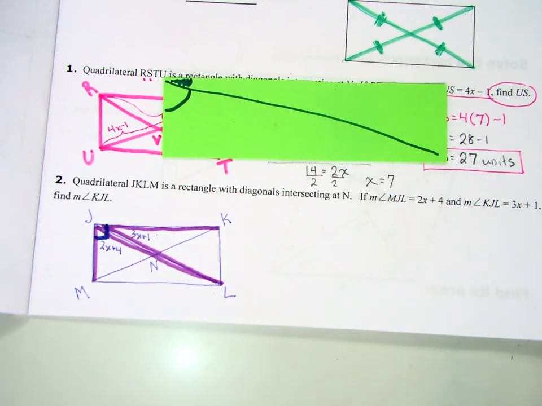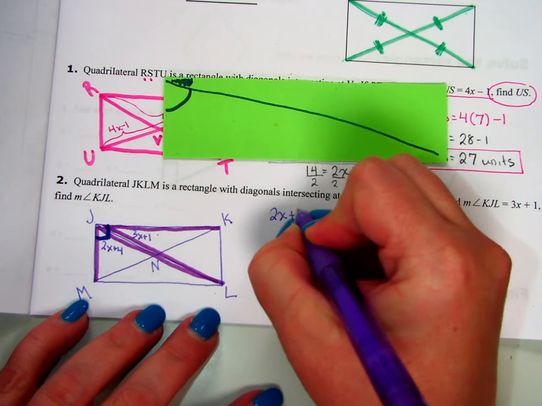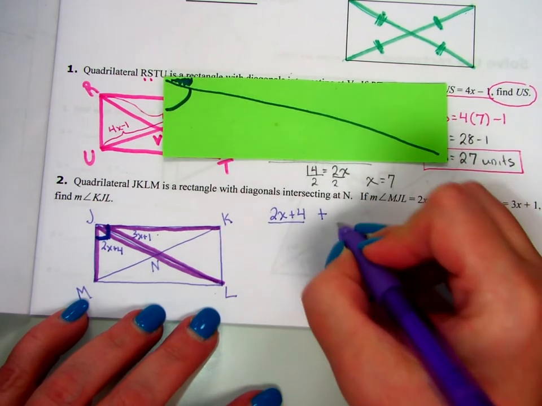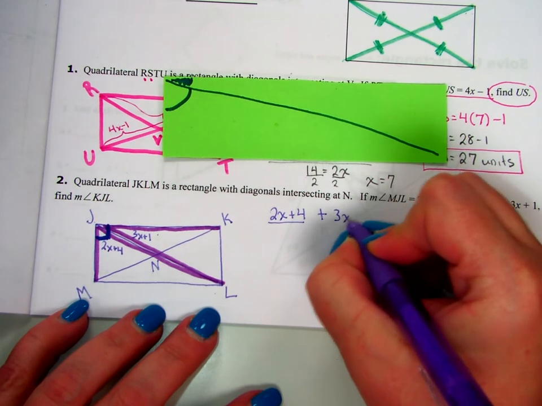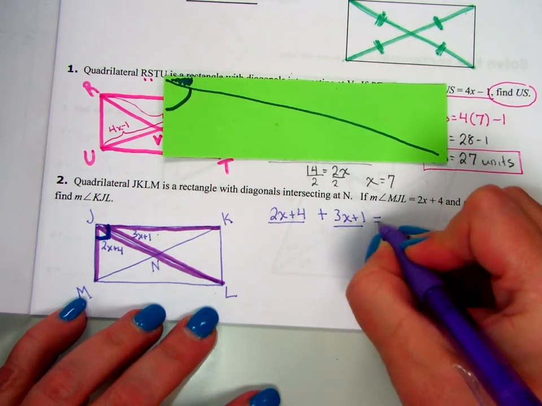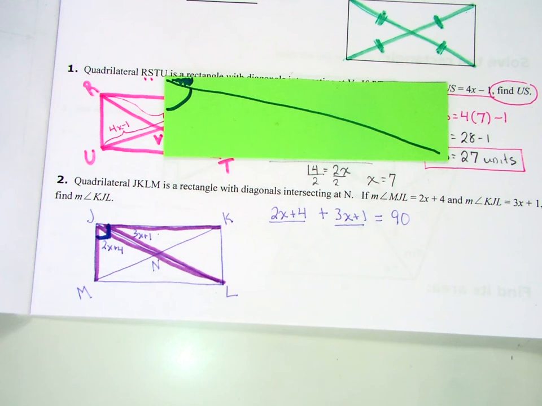So how can I get my solution for x? 2x plus 4 plus 3x plus 1 equals 90. 2x plus 4, that first angle, plus 3x plus 1, the second angle, together make the whole corner, which we know is 90 degrees. We don't know that those angles are equal to each other. They could be, and if they are, then we want to call it something other than a rectangle. We'll talk about that tomorrow.